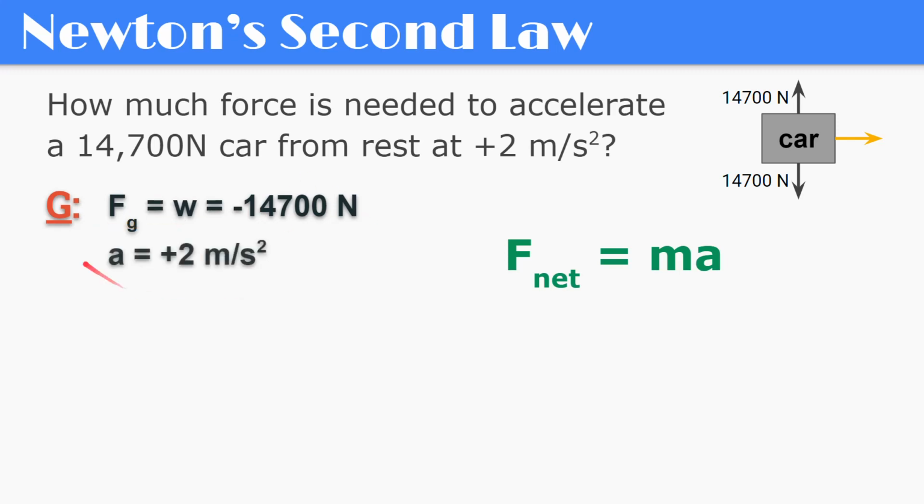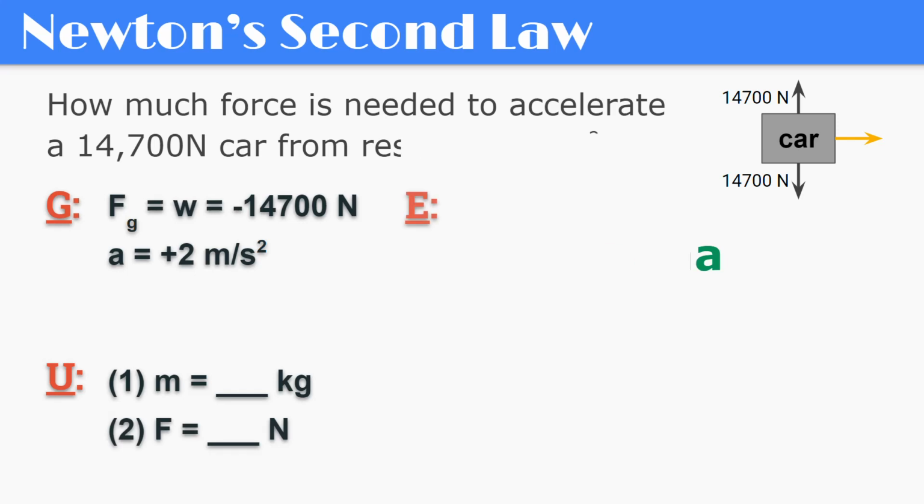The other piece of information they gave me was an acceleration of positive 2 meters per second squared, and I am looking for the amount of force, but in order for me to solve for force, remember I need mass times acceleration, and right now I don't have mass. But yesterday we found out that if we know the weight, we can find the mass, or vice versa. So you might see a question like this, where they give you a weight and you have to find the mass so that you can then solve the problem that you're actually trying to find, which in this case is the force that would be needed to cause the acceleration of this car.